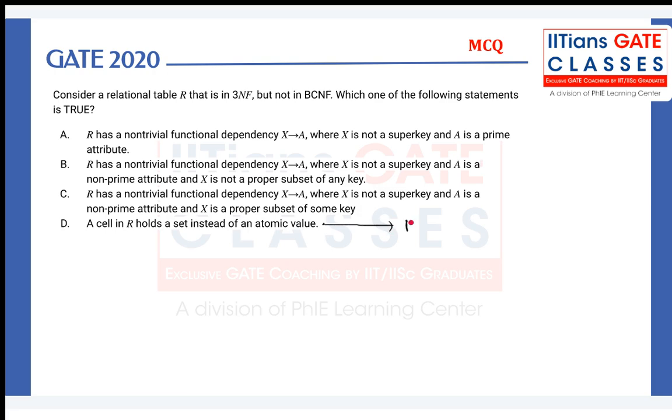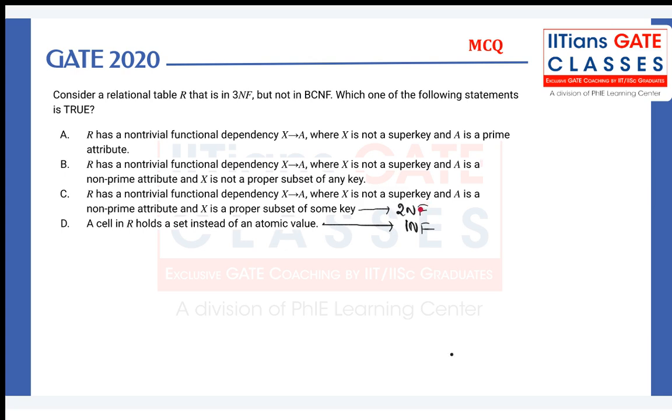Okay, good. Option C. If a table has this where X is not a super key and A is a non-prime attribute and X is a proper subset of some key, the condition of this is it is the condition of 2NF. Very good. And seeing this option only, I corrected myself. I always get confused. I don't know why.